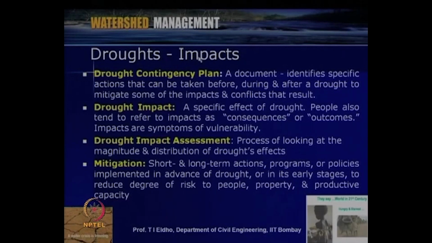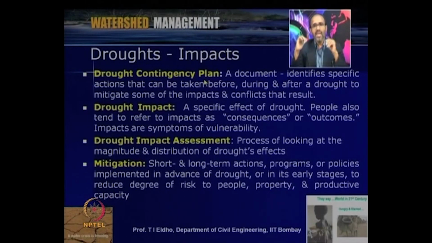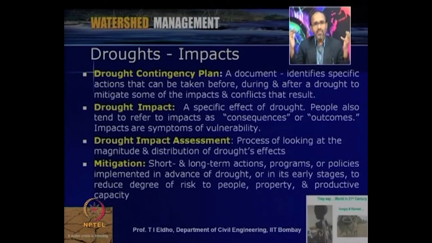When we look into the impacts of droughts, it is always better to analyze them critically by preparing contingency plans. We have to analyze what the causes of droughts are, and what kind of measures can be implemented so that the impacts of droughts can be reduced. So, it is always better to prepare a drought contingency plan. It is a document that identifies specific actions that can be taken before, during, and after a drought to mitigate some of the impacts and conflicts that result.